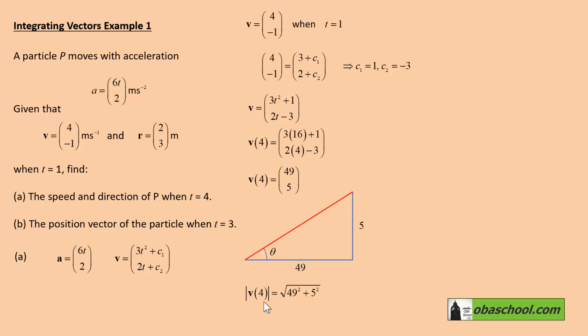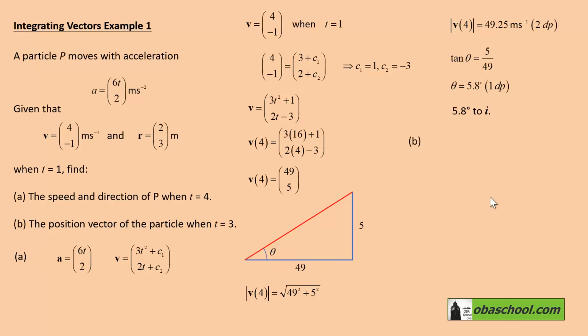The speed is just the magnitude of the velocity, so that's the square root of 49 squared plus 5 squared. So that's going to give me 49.25 meters per second, correct to 2 decimal places. Tan theta is 5 over 49. So theta is 5.8 degrees to 1 decimal place, and we could express that as being 5.8 degrees to the vector i.